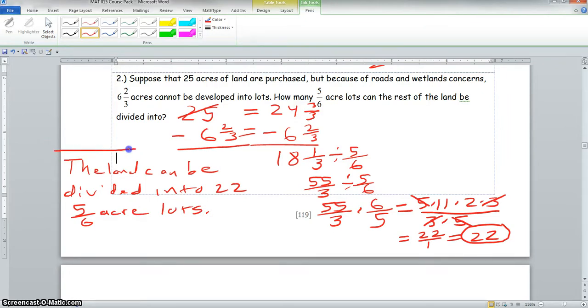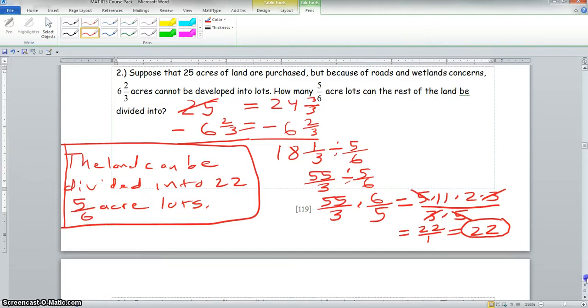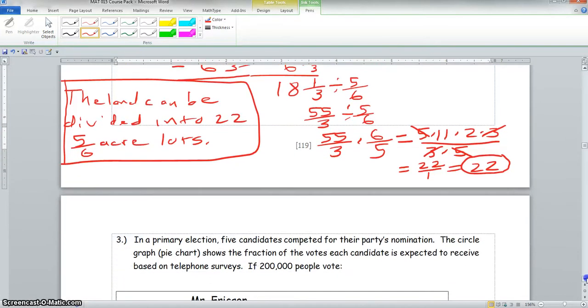Now this is the proper way to answer this question. I know the answer is 22, but you have to write your answer out as a statement. The land can be divided into 22 5/6 acre lots, and that's it for that problem. Okay, now we come down here to number 3.